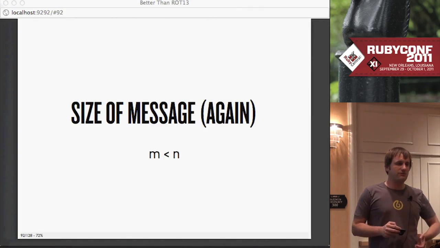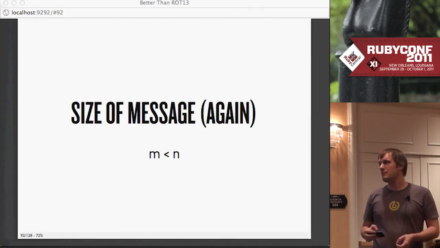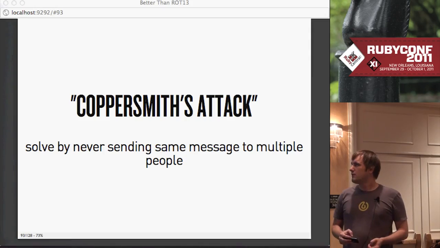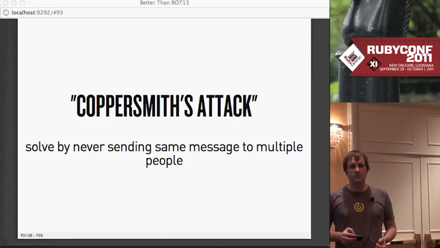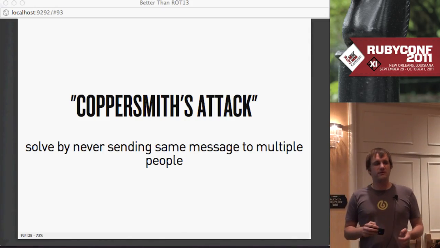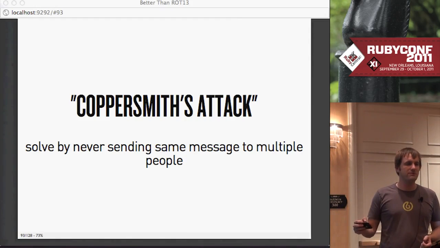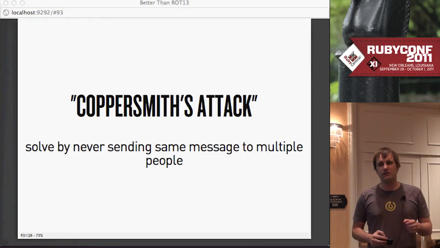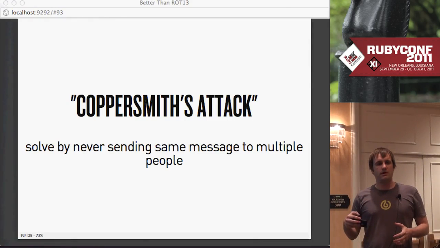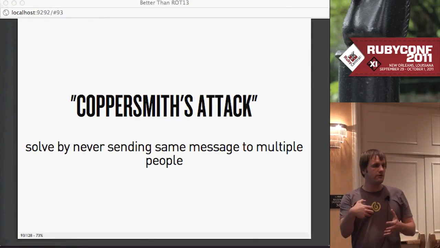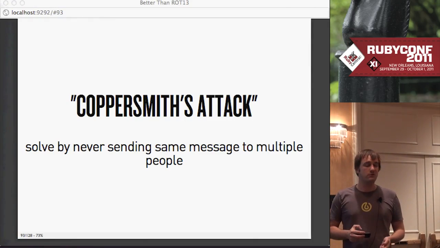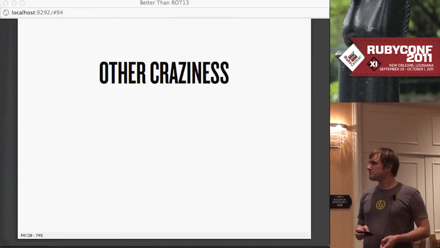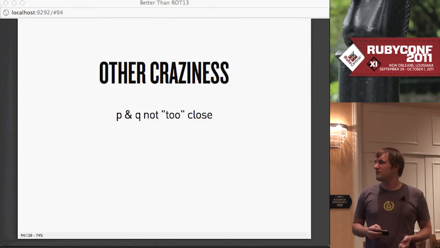Now that we've established that the message can't be too small, it also can't be too big. There's also the Coppersmith attack, which basically says if you send the same message to multiple recipients using the same encryption exponent, an attacker would be able to combine those linearly and figure out the message really quite simply. So there's other crazy stuff too.